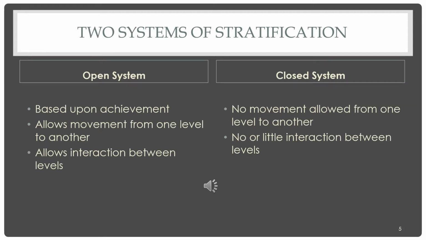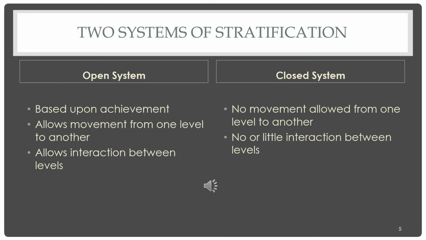When we look at the systems of stratification, there are two types of systems, an open system and a closed system. An open system, which is based on achievement, allows for movement and interaction between the different levels and or classes. So again, this allows movement from one level to another. It allows for interaction between the people in the different levels, and it's based on really kind of meritocracy. It's based on your achievement. So if you work harder and you get a better paying job, you're going to move up, or if you lose that job, you're going to move down. So an open system allows for social mobility, the movement of up and down.